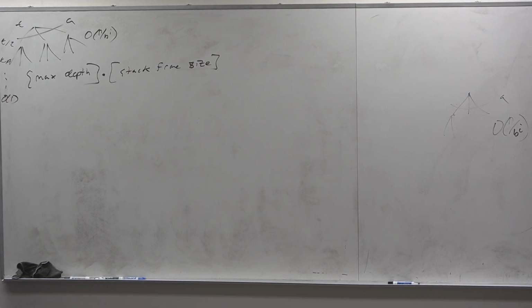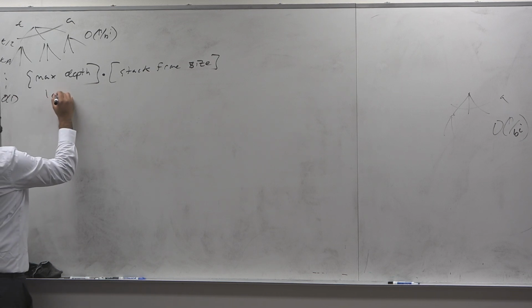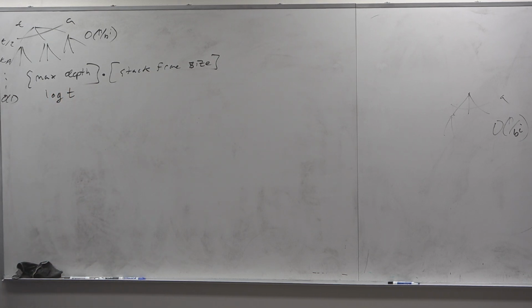Is it the log of t? It's log t. So the recursion depth is log t. You repeatedly divide t by 2 until you can't anymore, and that will be log of t, right? For what i is t over 2 to the i equal to O of 1 is the question. And it's i is log t. Okay.